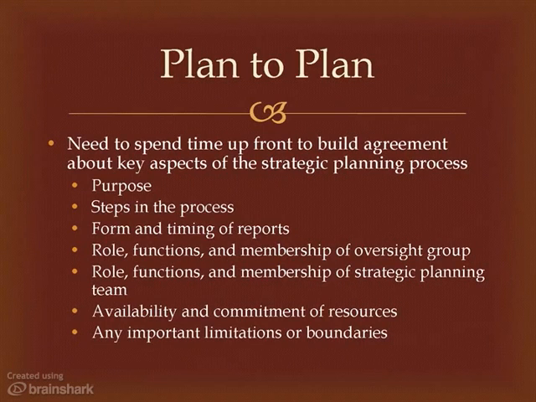Next, we're going to talk about planning to plan. This is where time is spent up front to build agreement about key aspects of the strategic planning process. So the nonprofit organization, management, and board of directors would want to plan to plan. This is where the purpose, the steps in the process, the form and timing of reports, the role, functions, and membership of the oversight group, the role, functions, and membership of the strategic planning team, the availability and commitment of resources, and any important limitations or boundaries are all discussed and determined in the plan to plan phase.